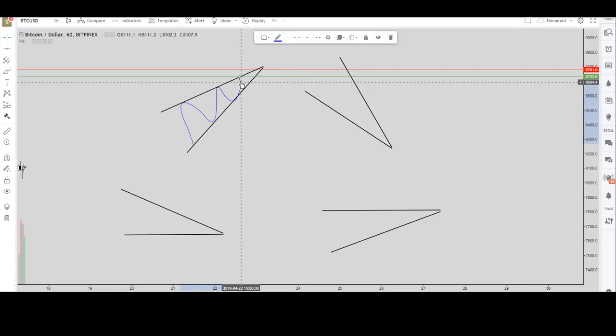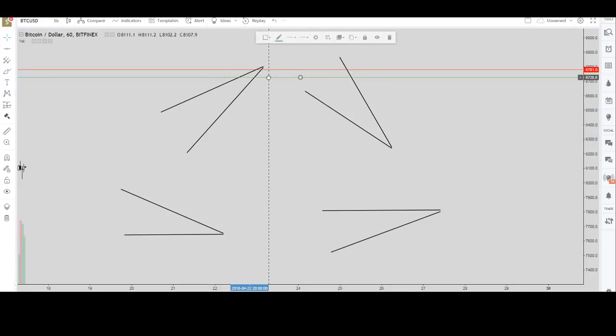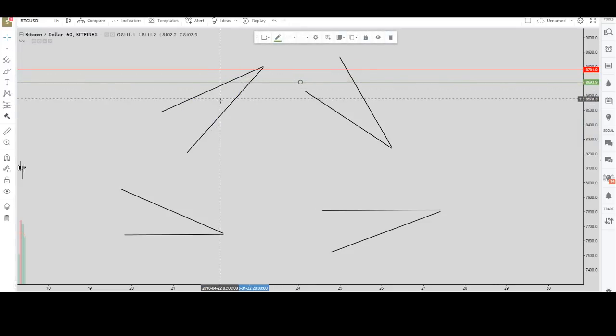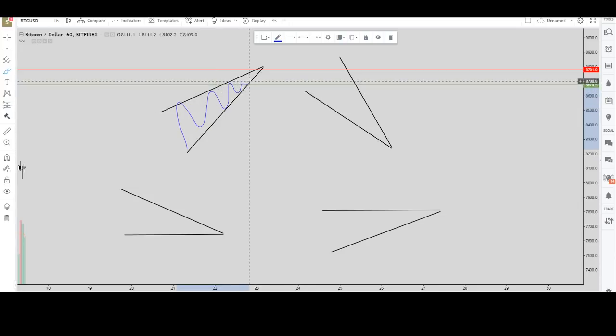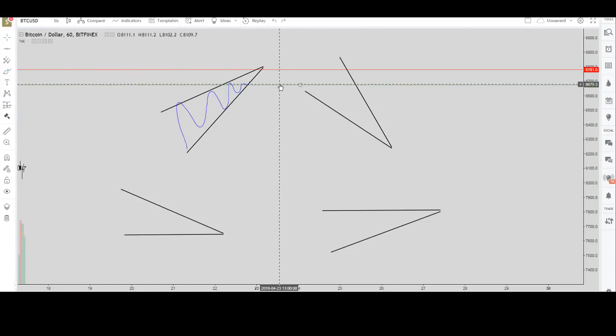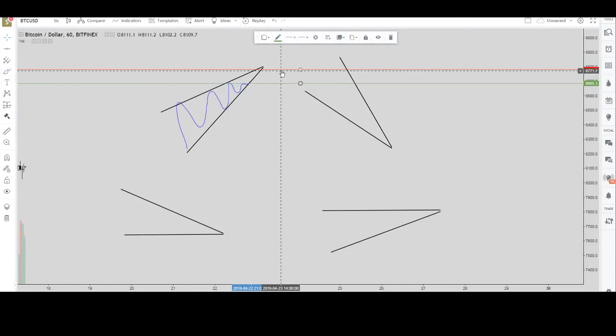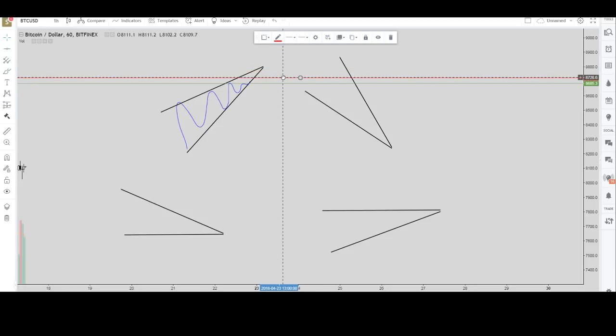Okay, so the second type of entry: when you're near the top of the wedge here, and the price action is teetering along the side, and you think it's about to dump here. So you're seeing the price action teeter along the side here, and so you jump in right about here, and then you just put your stop loss above.